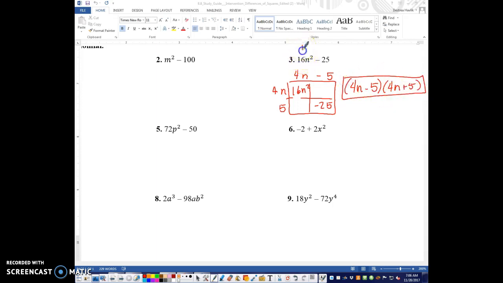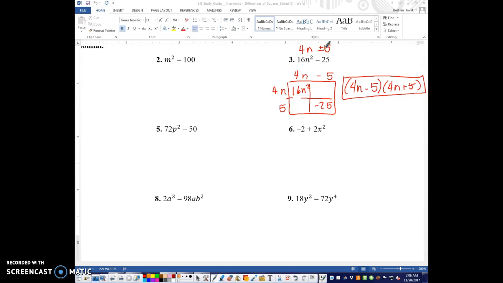What's the square root of 16? It's 4. The square root of n squared is n. The square root of 25 is 5. So then you do plus or minus. All right, so next I would like to do number 8 with you. The rest of these you should be able to do on your own.